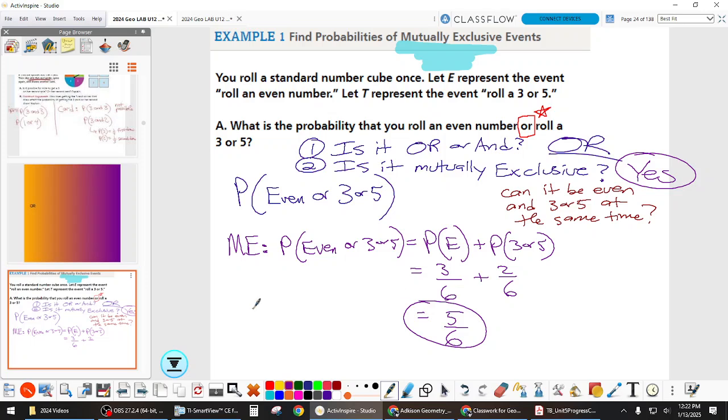So we basically only excluded 1, right? Otherwise everything else was a success. That's a good example, a good process of mutually exclusive probability. First question, is it or and? Second, if it's or, is it mutually exclusive? If it's yes, just add your probabilities up. Make sense?